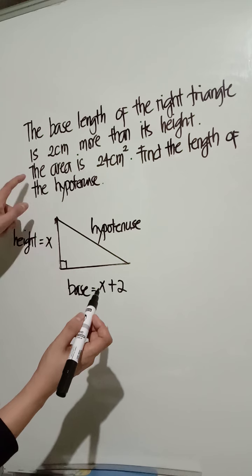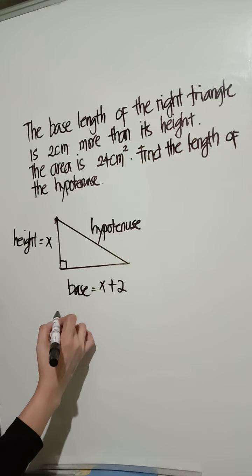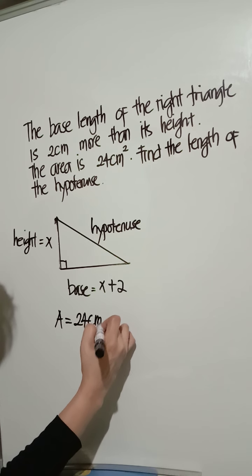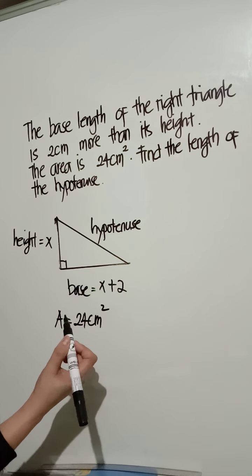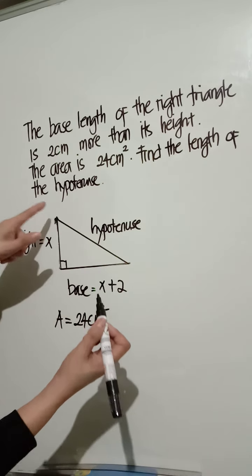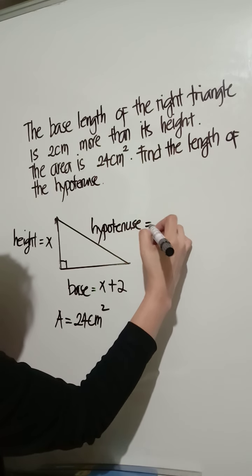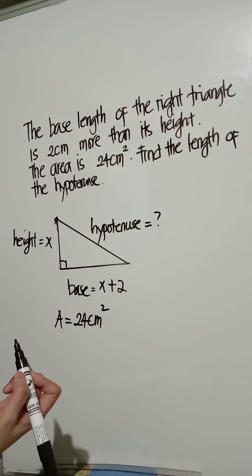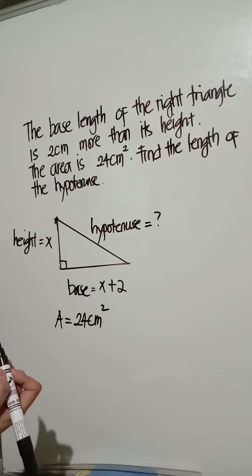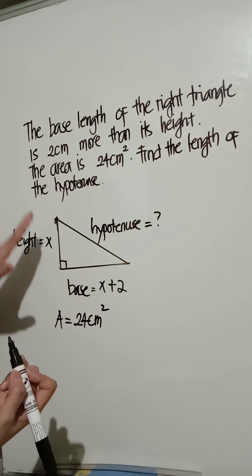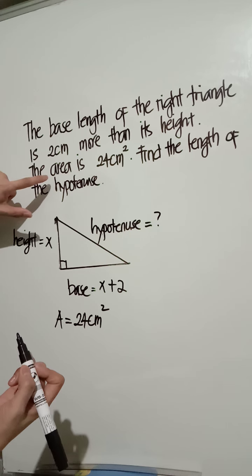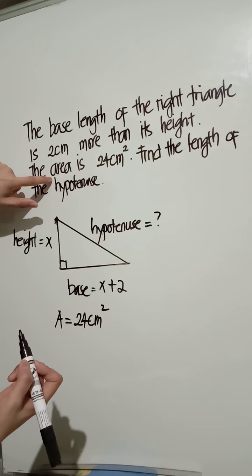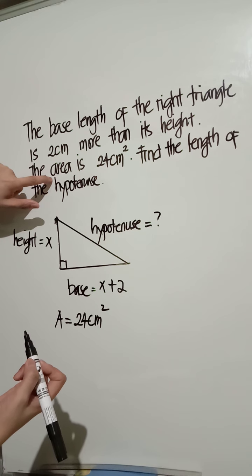Okay, so let us also write the given. The area is 24 centimeters squared. So we are asked to get the length of the hypotenuse. So this one is the unknown. Okay, so how are we going to solve this problem? Since it's a triangle and it involves the area, we have to recall how to get the area of a triangle.